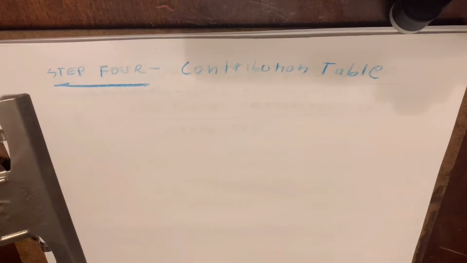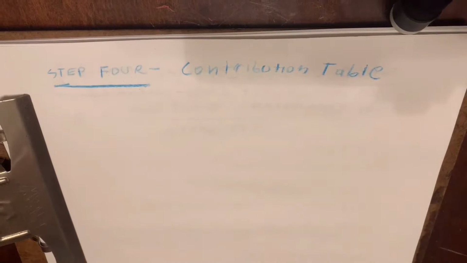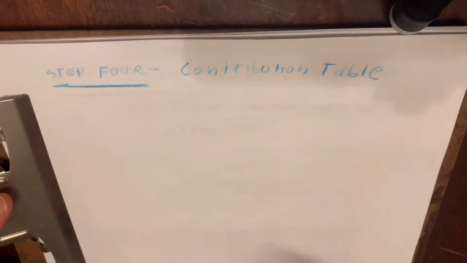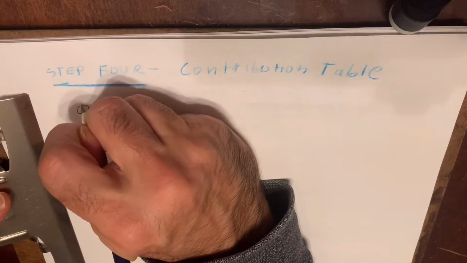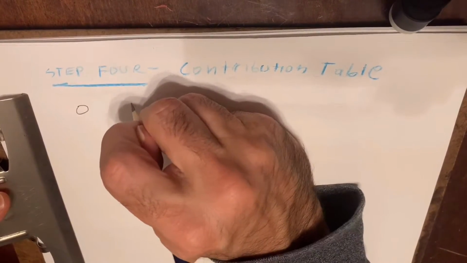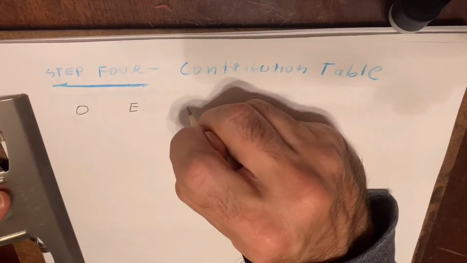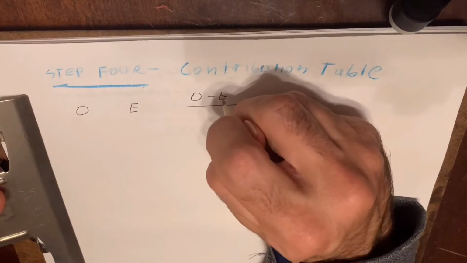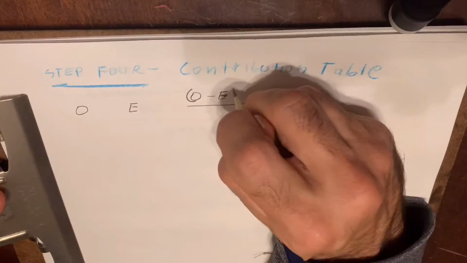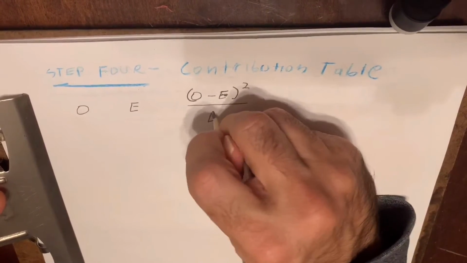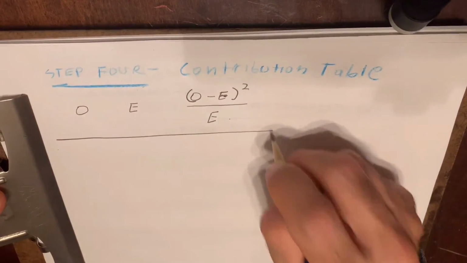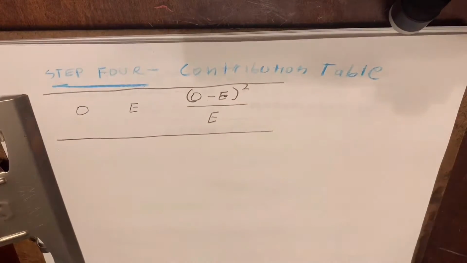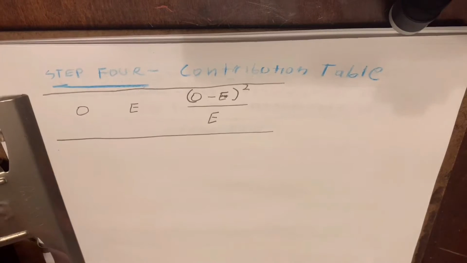And the reason it's called a contribution table is because we're looking at the contributions to the chi-square score. So what we're going to do is make a little column for the observed frequencies, for the expected frequencies, and then we have this interesting little metric: observed minus expected squared over expected.